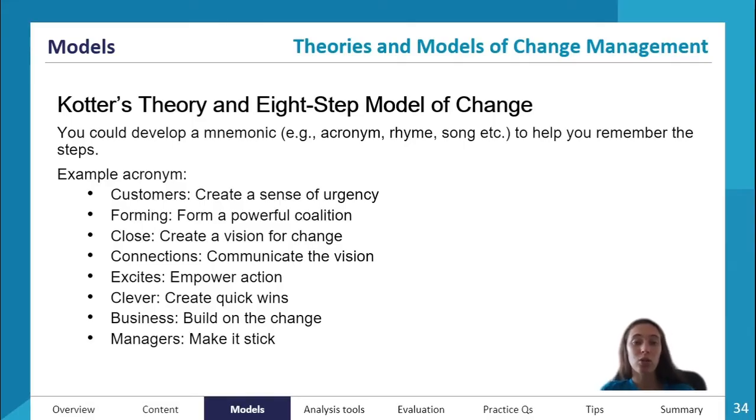And if you wanted to, you could also shorten these. If all you need to know as a spark for your memory is just the word urgency, then maybe urgency is all you need to know for step 1. Maybe coalition is all you need to know for step 2. That kind of thing. So it depends on how detailed you need this to be as to how you may design it to work for you.